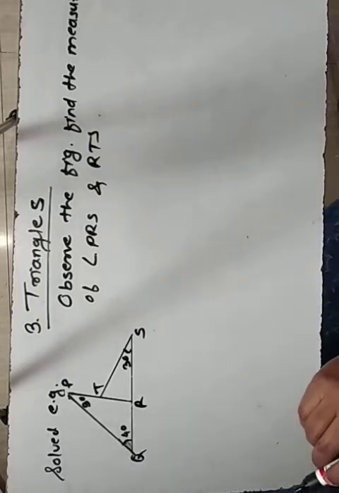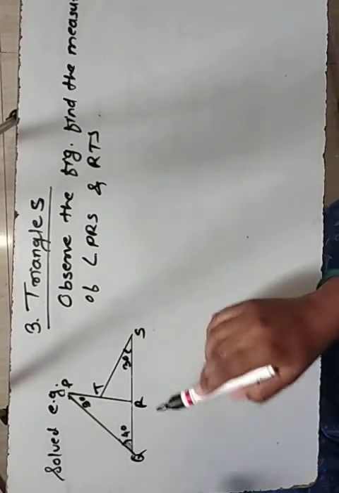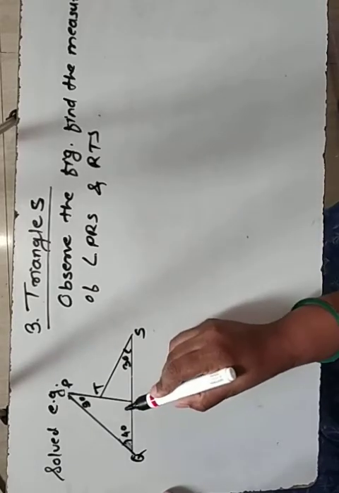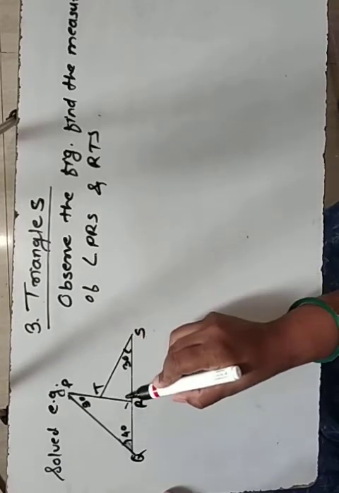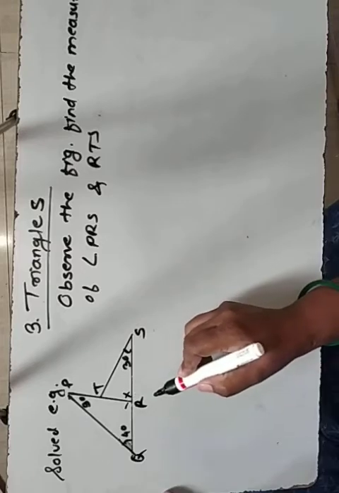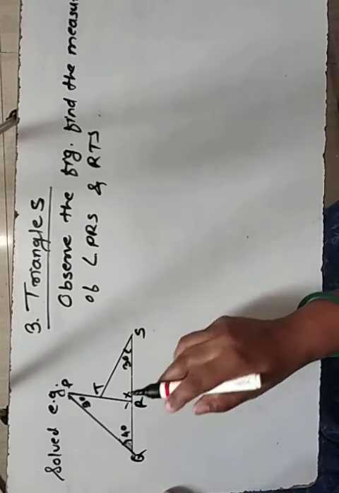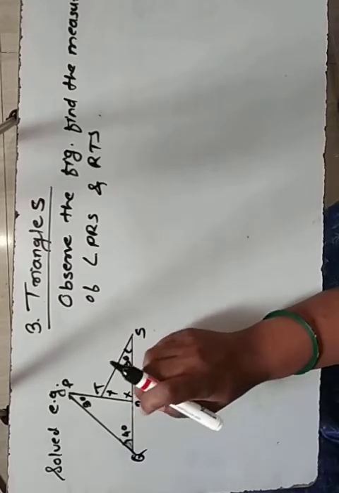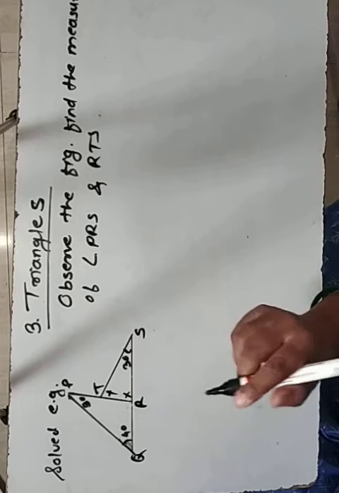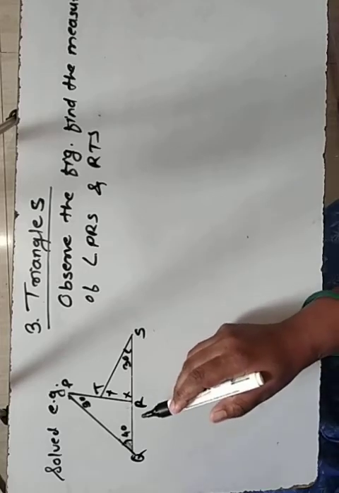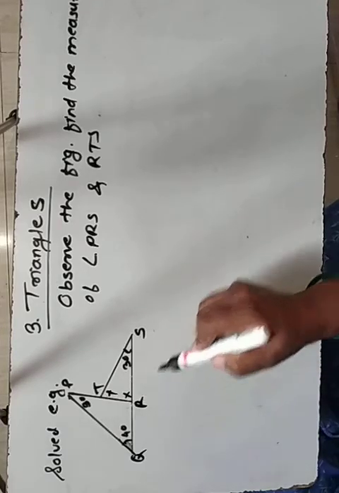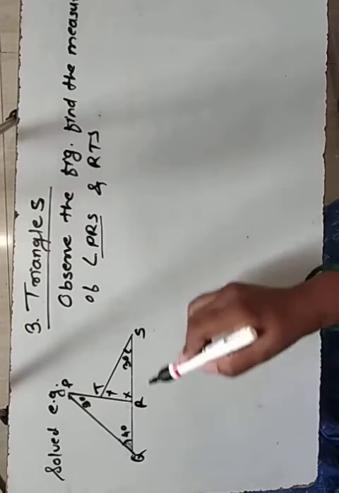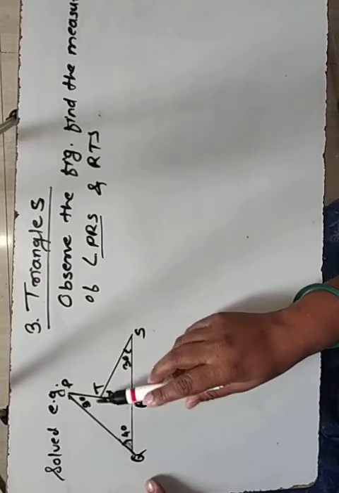This is the second question. Observe the figure. Here it is a figure. Find the measures of angle PRS and RTS. So actually it is very easy. First of all, as you know, this PRS is the exterior angle for triangle PQR.